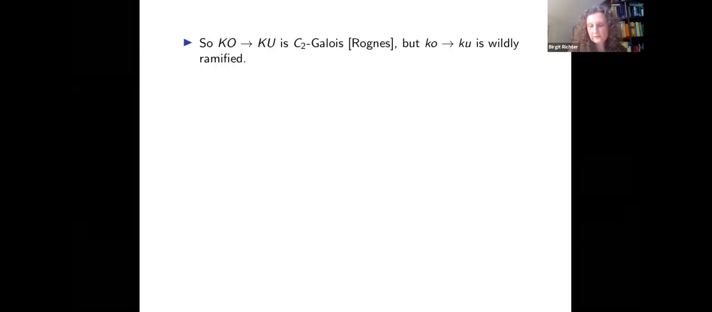So what is the upshot? Well, we have a Galois extension on periodic topological modular forms, but actually, if you pass to the connective covers, you get wild ramification.